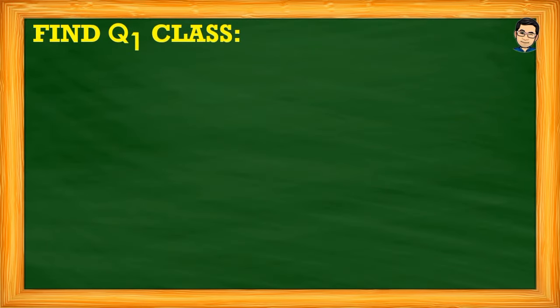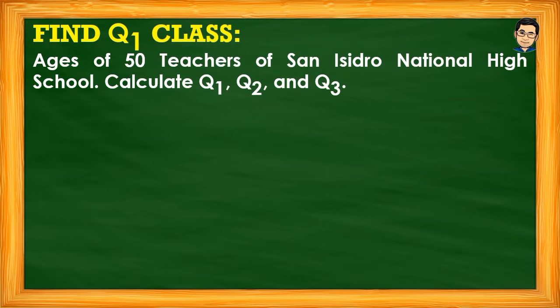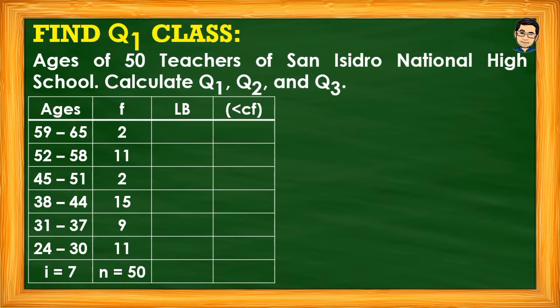So let us have our example. So ages of 50 teachers of San Isidro National High School. Calculate Q sub 1, Q sub 2, and Q sub 3. So ayan po yung ating frequency distribution table na nahahati sa 4 na columns. So yung first column natin, nandoon yung ating mga classes. So yung mga classes natin, 59 to 65, 52 to 58, up to 24 to 30.